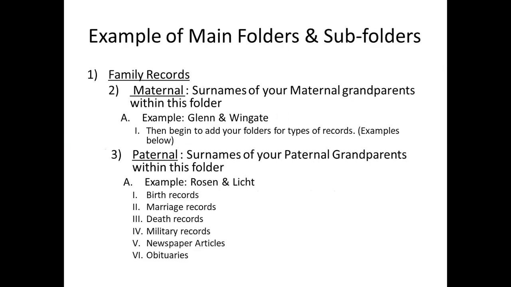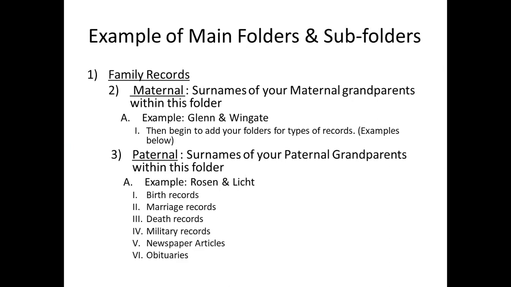I've kind of gone over this already, but you can pause the screen if you want to write down how this system works. Your first folder could be family records, genealogy, your surname, and then you want to break it up into maternal and paternal. You want to have the surnames for your maternal grandparents within this folder. For example, I have Glenn and Wingate.